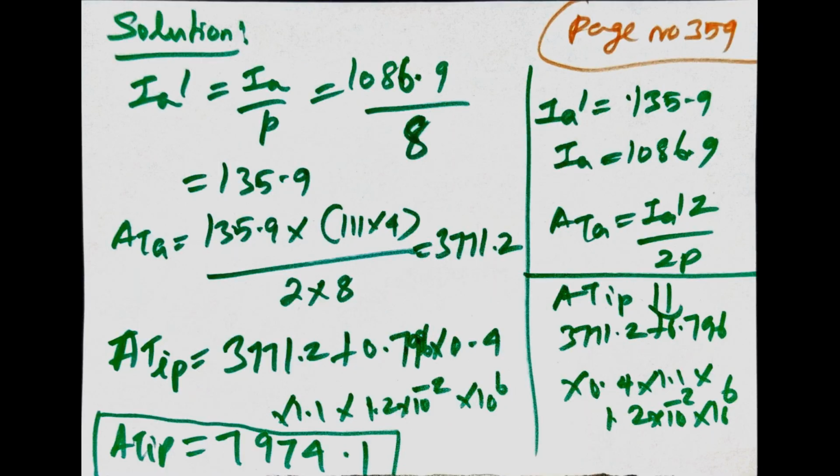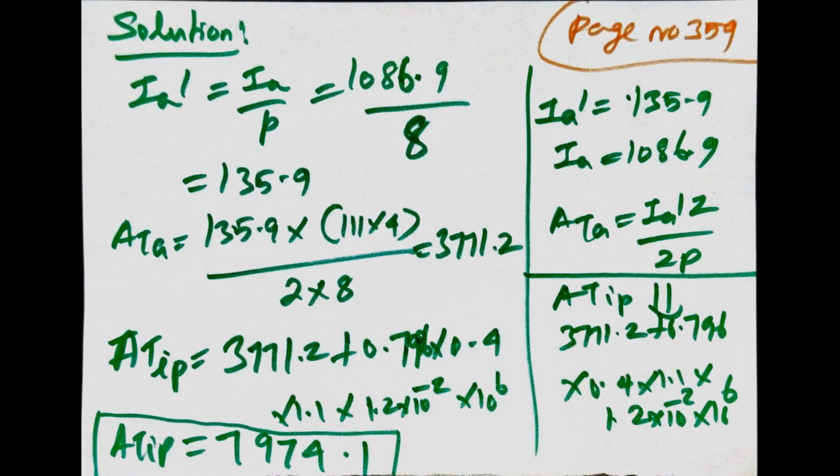Continuation of solution. I_a dash is equal to I_a divided by P, that is 106.9 divided by 8, that is I_a dash is equal to 135.9. AT_a is equal to 135 into 111 into 4 divided by 2 into 8, that is 3771.2. In previous classes I explained the formula of AT_a.